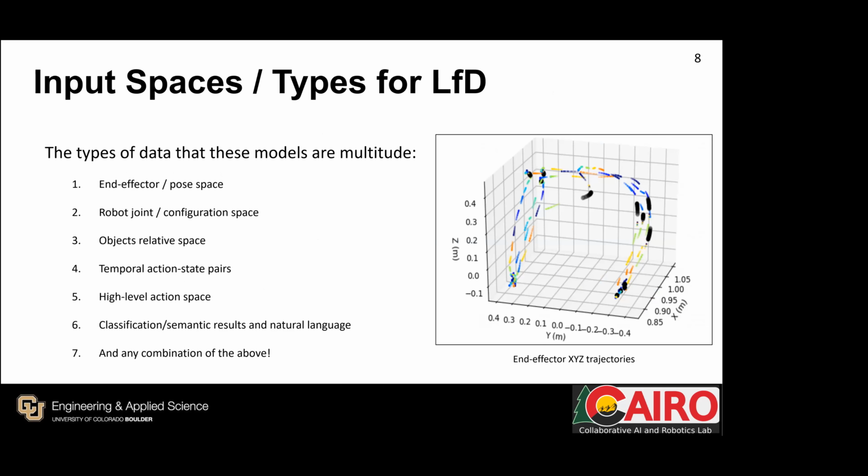It's important to note that learning from demonstration does not necessarily have a unique input type of data. Very commonly, you'll see end effector and robot joint configuration space data used, and sometimes object relative space. But there's a variety of other types of input data that can be used to train learning models. This is an important point to note when I reach the discussion about integrating constraints into learning from demonstration.